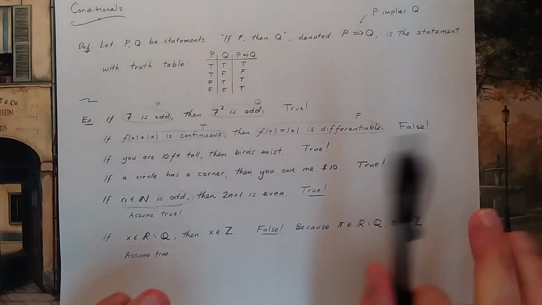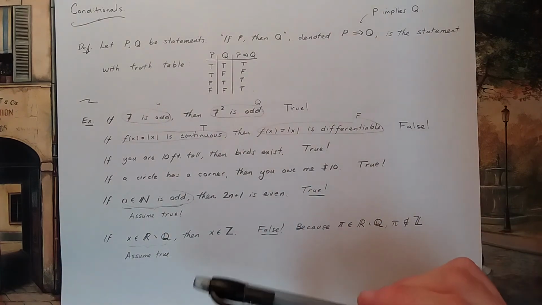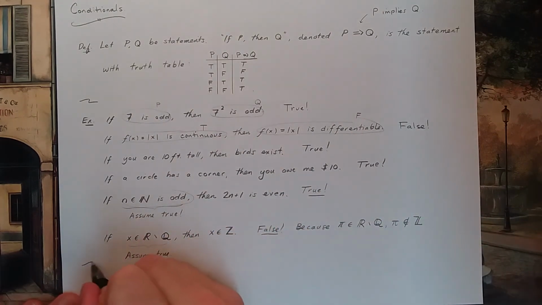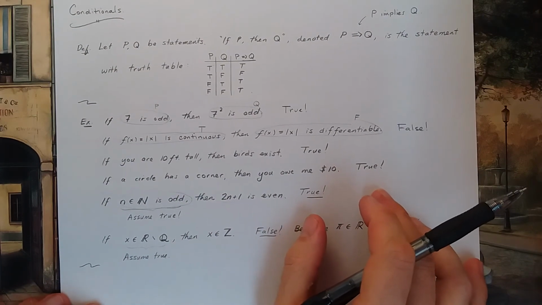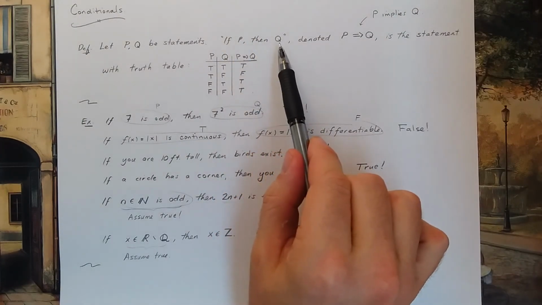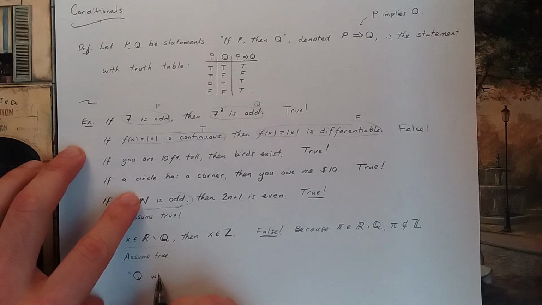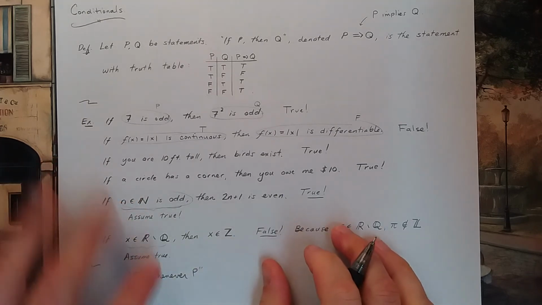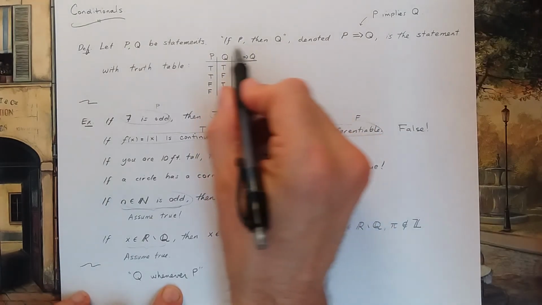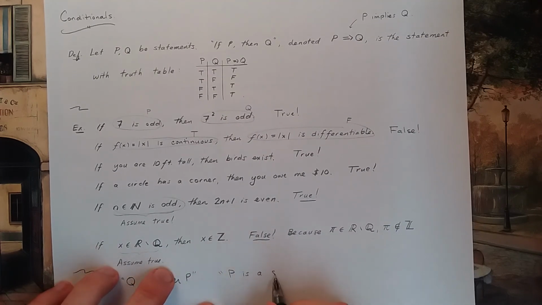So conditionals are very important for you to understand. You need to make sure you fully understand what we're talking about here. Read the text. There's also a section in the text where they discuss different English phrases that are equivalent to saying if P then Q. So for example, you could say Q whenever P. That's an English equivalent statement to if then. Or another equivalent statement could be P is a sufficient condition for Q.